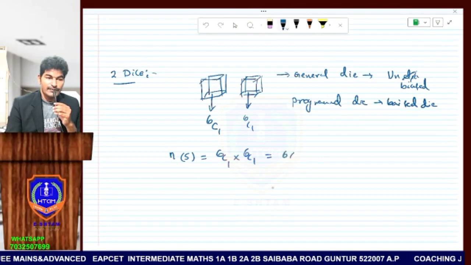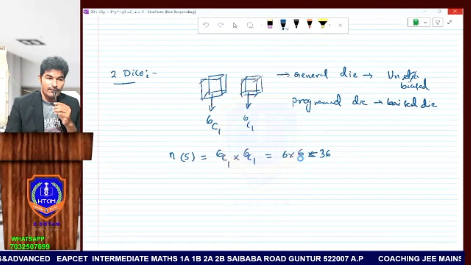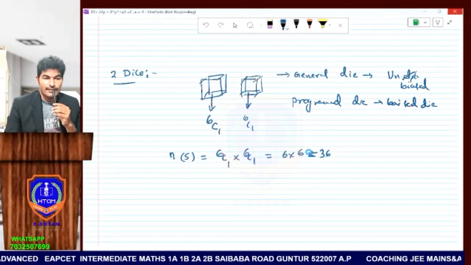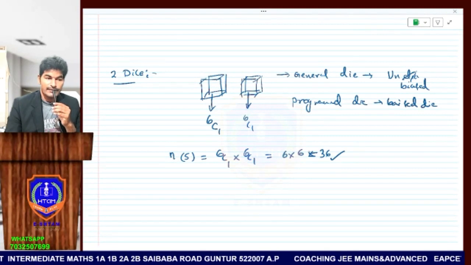So 6C1 means how much? 6, and 6. How much is that? It will be 36. So that means you will get a number on the top face. That's why out of 6, 6C1 happens, and this one also 6C1. So totally 36. So N of S is 36.